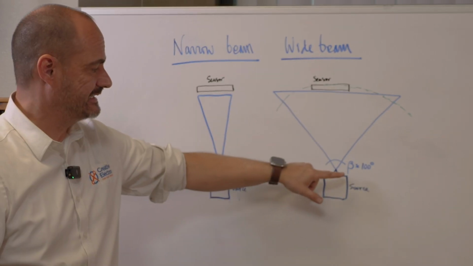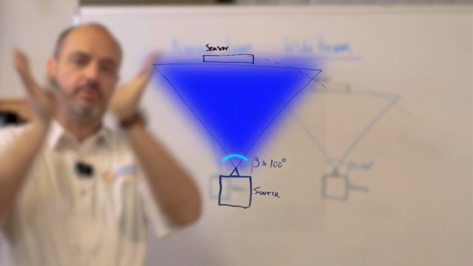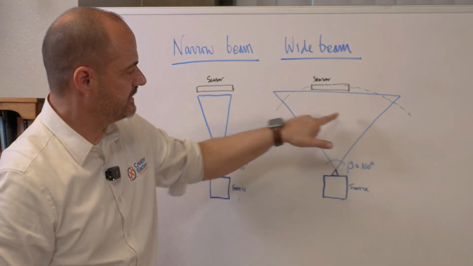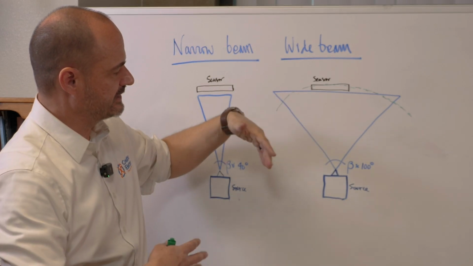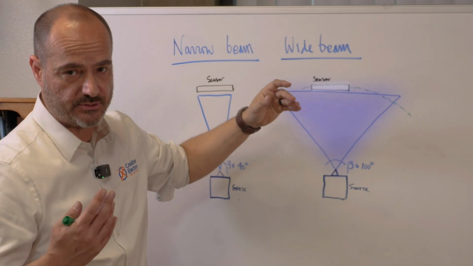In a wide beam, typically we're looking at 100 degrees of aperture of the X-ray photons departing from the X-ray source. So beta is about 100 degrees. For a wide beam source, as you can see here, the X-ray photons typically cover a much larger area than the X-ray sensor itself.